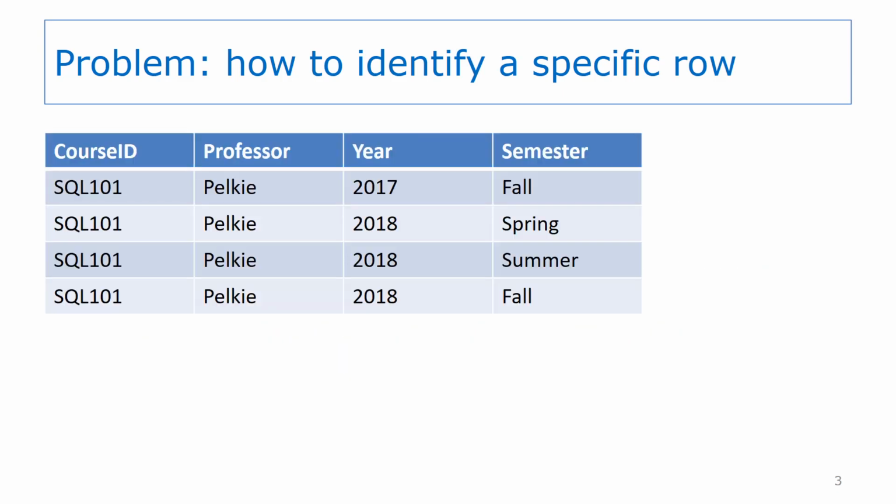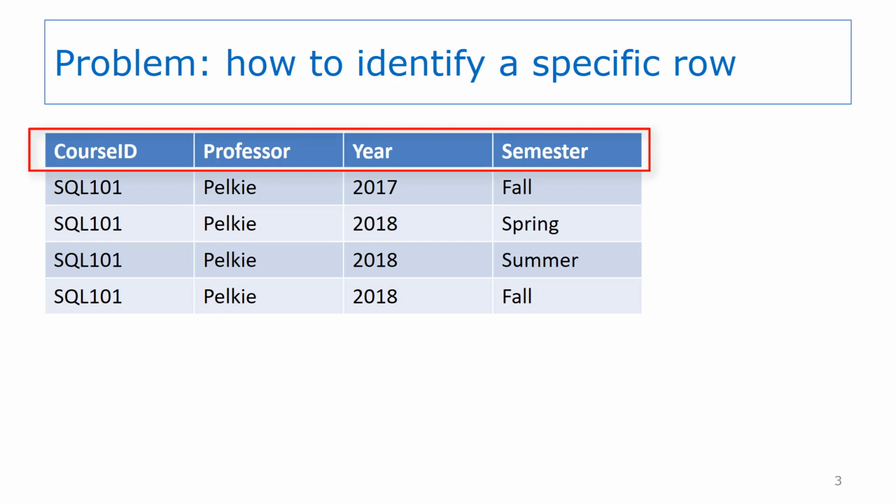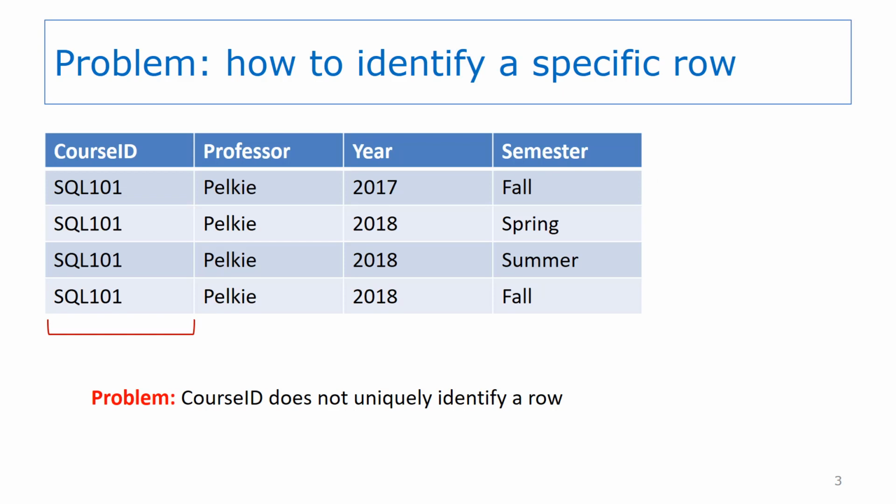For example, this shows some columns that might be in a college course catalog table. You can see that there is a course ID, a professor name, the year the course was offered, and the semester. The course ID alone is not enough to identify a unique row in the table. There are 4 occurrences of the same course ID in this table. Combining the course ID and the professor is also not enough to uniquely identify a row. The same professor name is used for the same course IDs.